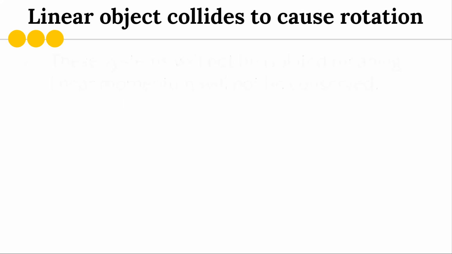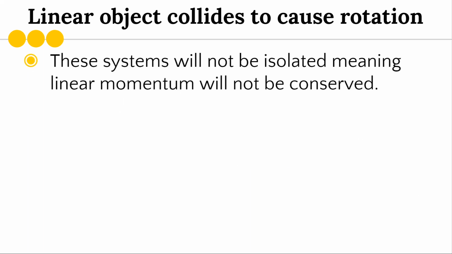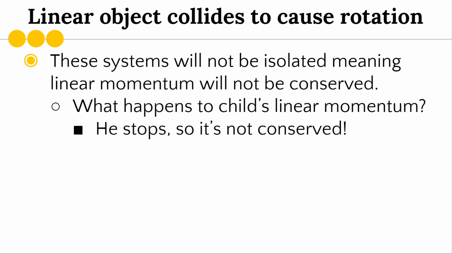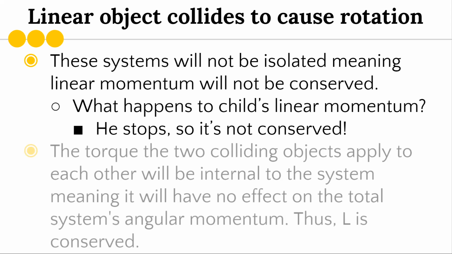All right, so when we deal with these linear objects like a child running and colliding with a merry-go-round, these systems will not be isolated, meaning that linear momentum will not be conserved. Because when the child hits the merry-go-round, the child is no longer moving linearly. The child is now on a merry-go-round that is rotating instead. And so he doesn't have linear momentum anymore. He stops moving in that way, and so you don't have conservation of linear momentum.